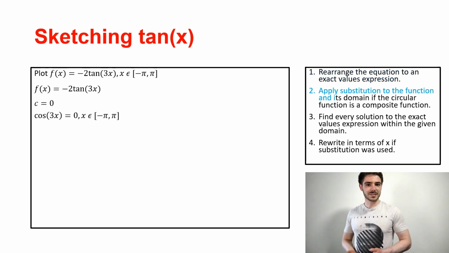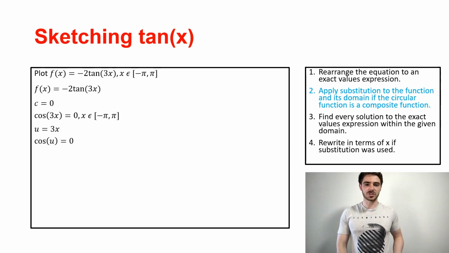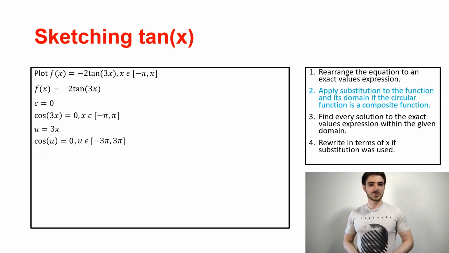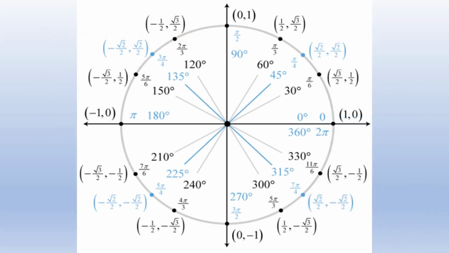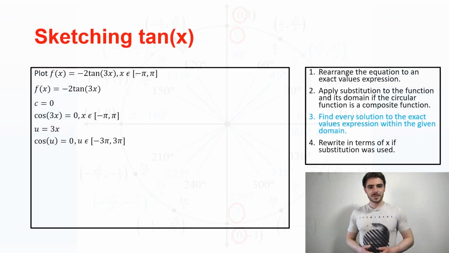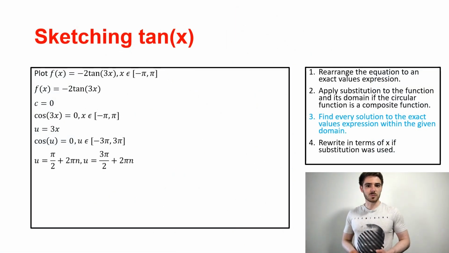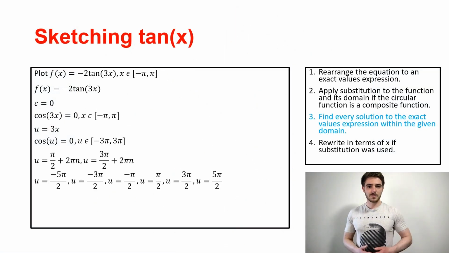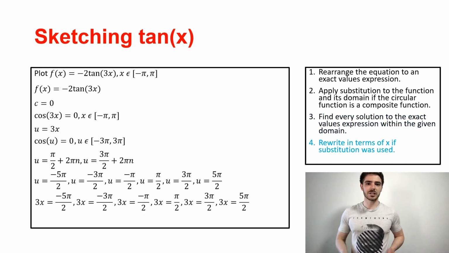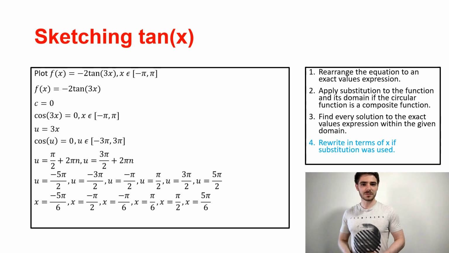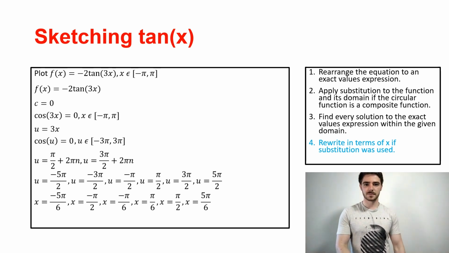The next step, we can see that cos 3x is a composite function, so we're going to substitute u equals 3x and apply that substitution to the domain as well. Now we can use the unit circle to solve this equation over our given domain. Cos u is 0 when u is pi on 2 or 3 pi on 2. Extending this pattern over our given domain gives us the following solutions. We're then going to substitute u equals 3x back into the equation and rearrange for x to get everything back in terms of x like the question expects.